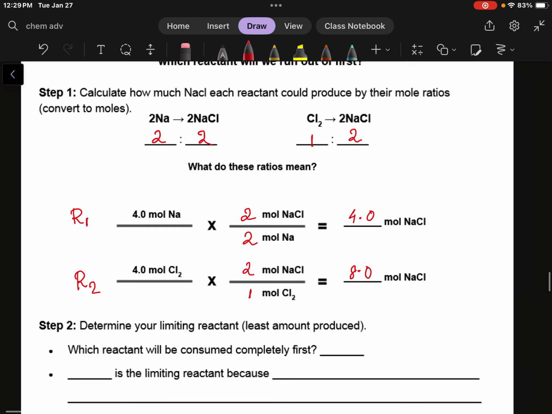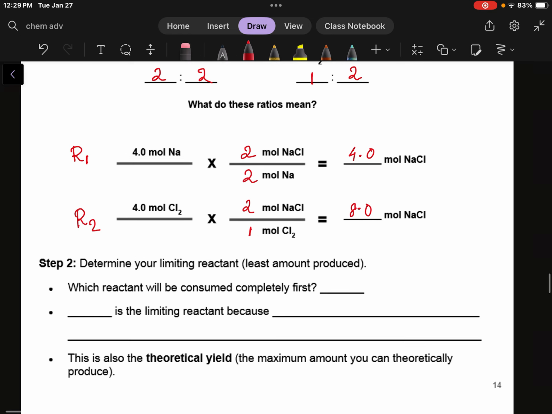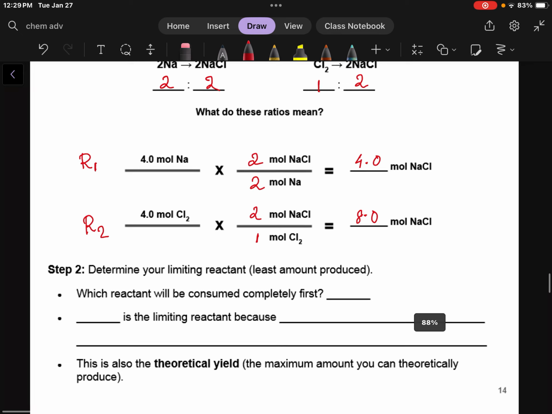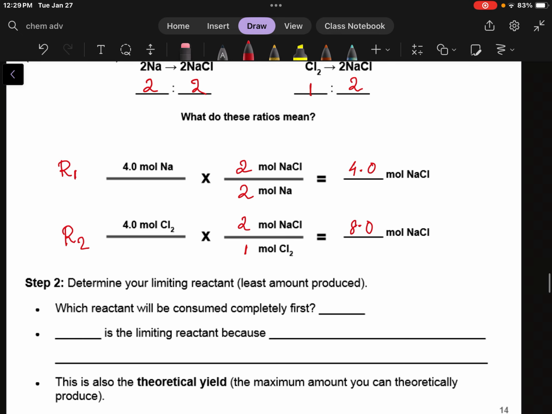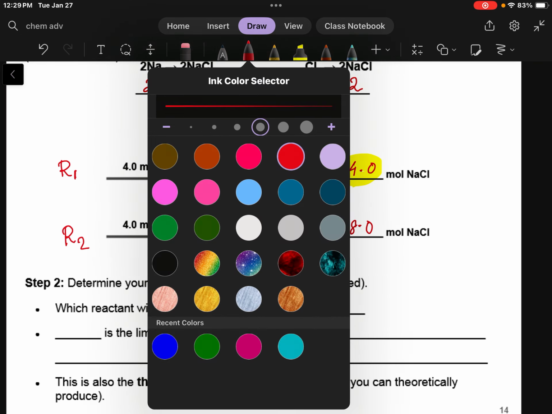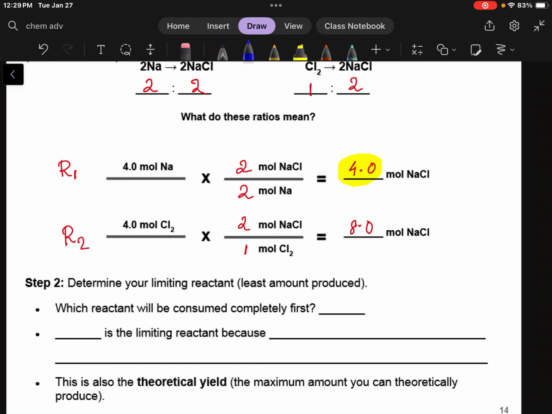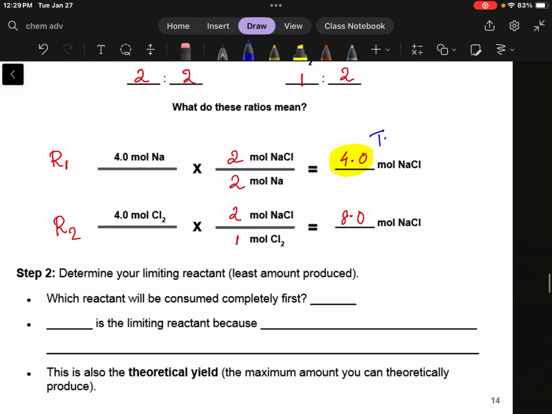So which reactant gave you the least amount of product? That is the limiting reactant. Let's go ahead and see. This one gives you only 4 mole. So we will call that your theoretical yield.